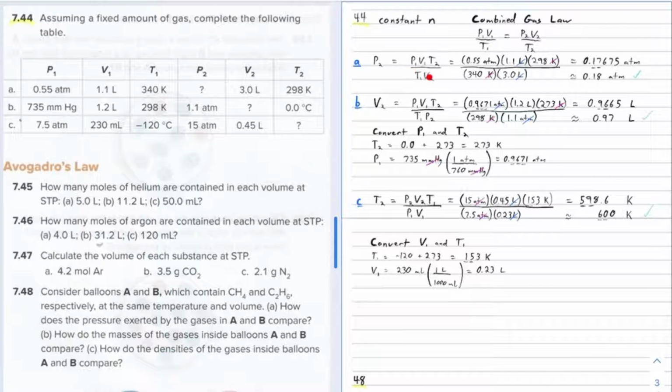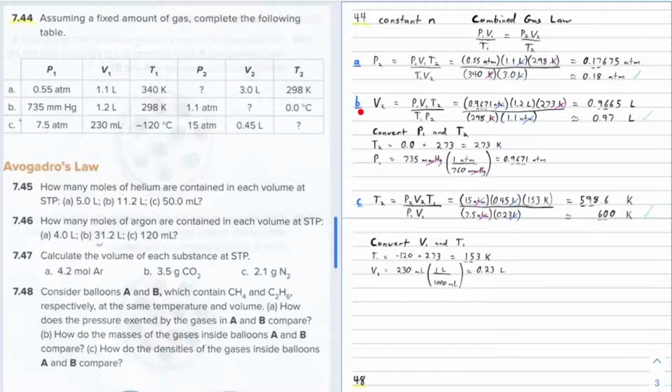Okay, now substituting in for all of these, everything that you're given, you can see the liters cancels the liters, kelvins cancels the Kelvin, you're left with atmosphere, and the math gives you 0.17675, which rounds to 0.18 atmosphere.